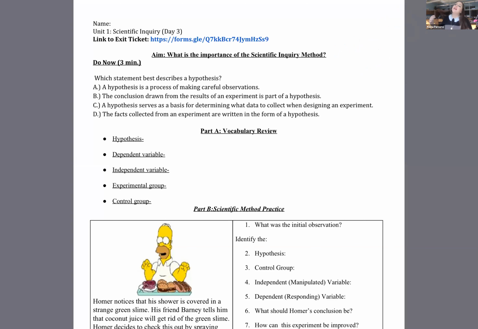And today's aim is what is the importance of the scientific inquiry method? And that is very similar to our aim from yesterday, and that is because this method is extremely important. And why is it important? Well, that is because this is the method by which science is conducted. So not just any research or experimentation is scientific. We want to learn what makes experiments valid.